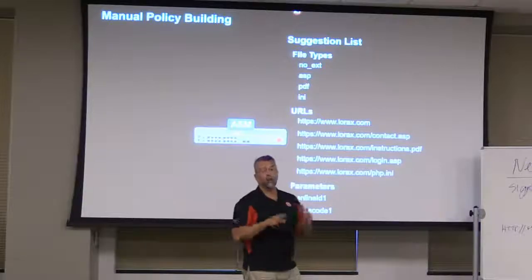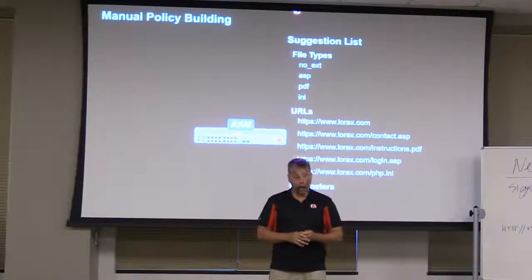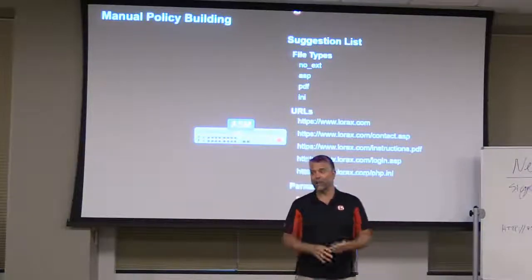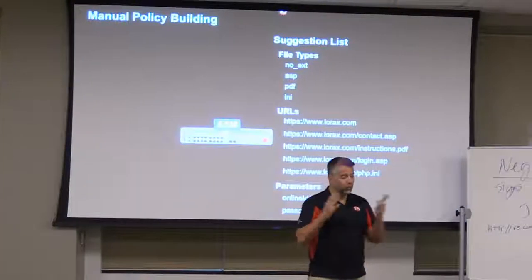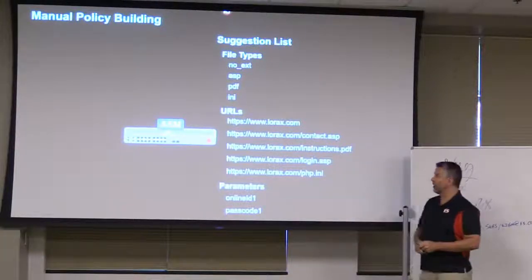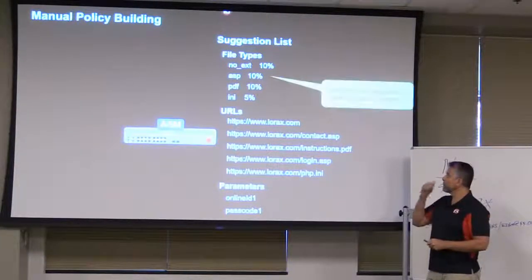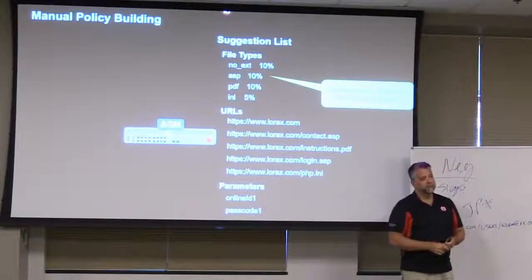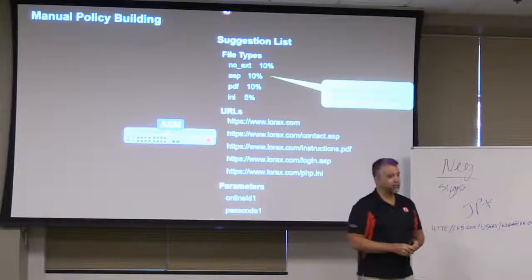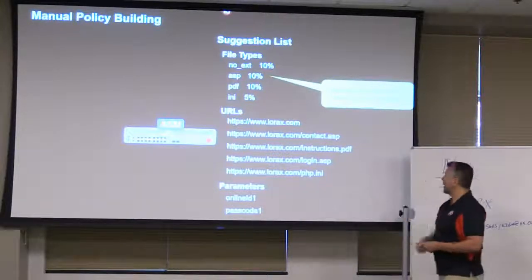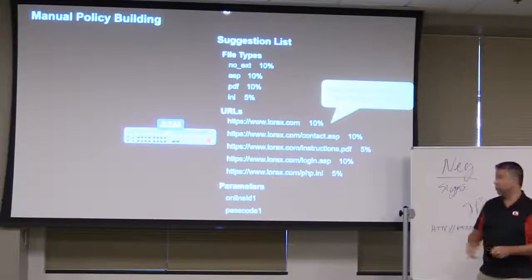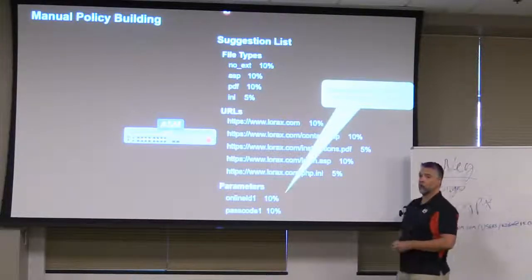So now I'm going to talk about manual policy building. And manual policy building is what you just did in your last exercise. You were doing manual policy building. So here's my suggestion list that I've come across so far. And as you saw, we start getting these learning scores for these different suggestions. So all of my file types have a learning score. All of my URLs will have a learning score, and all of my parameters will have a learning score.